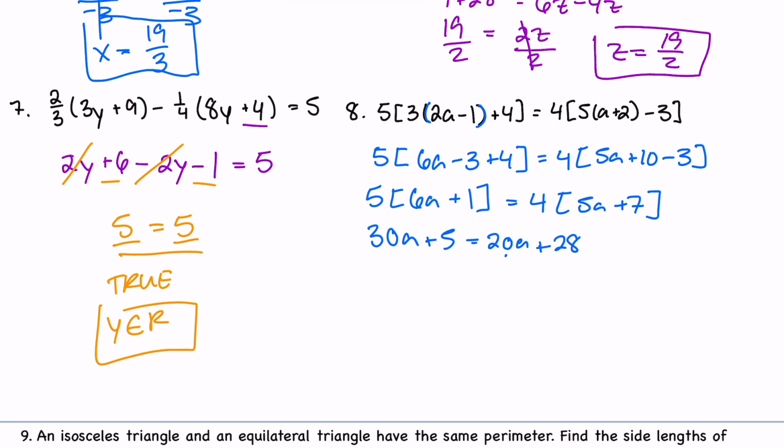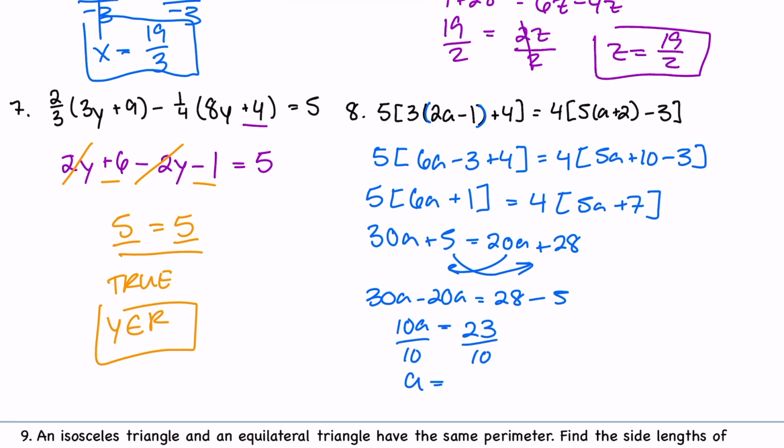Now I'm going to move this 20a over here, and my positive 5 over here. So I end up with 30a minus 20a is equal to 28 minus 5. So I end up with 10a is equal to 23. So now I need to divide by 10 on both sides, and we get a is equal to 23 over 10.